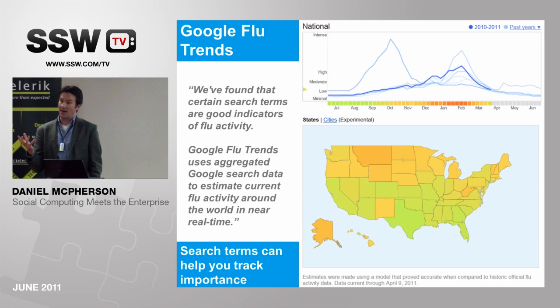And so they mapped this out. And this is an example of what that mapping looked like. This is how they predicted where the flu was at any point in time across the US and across the world.